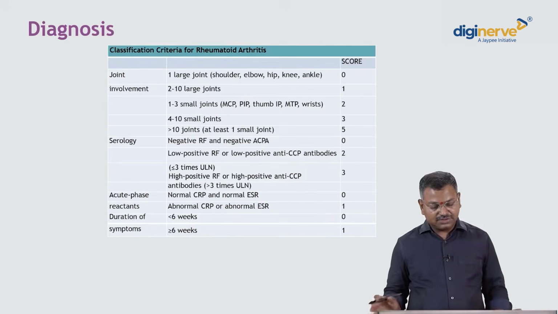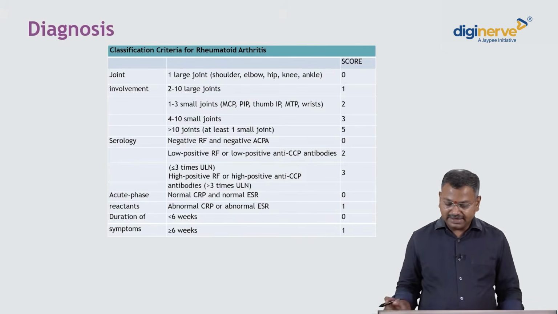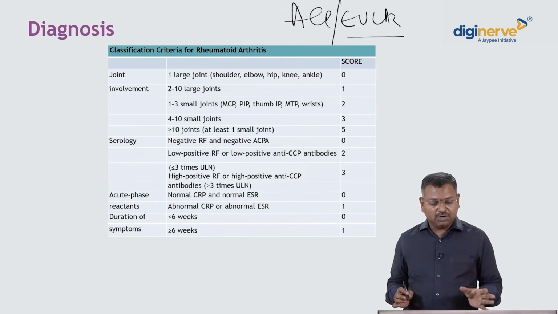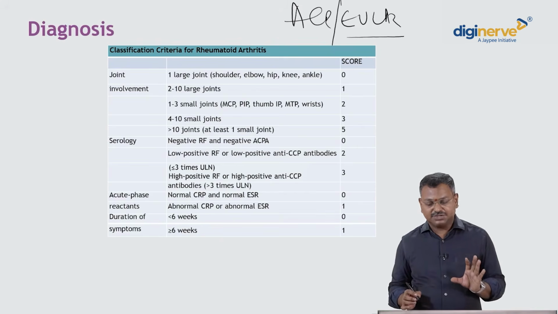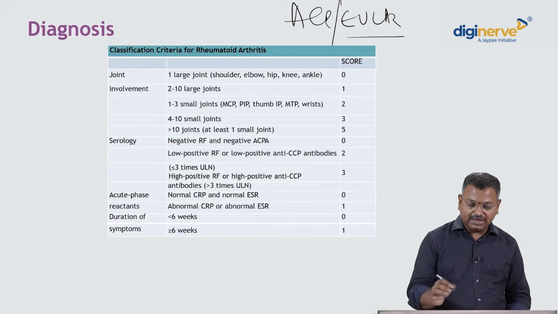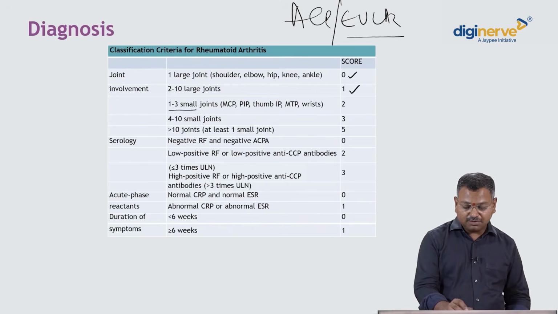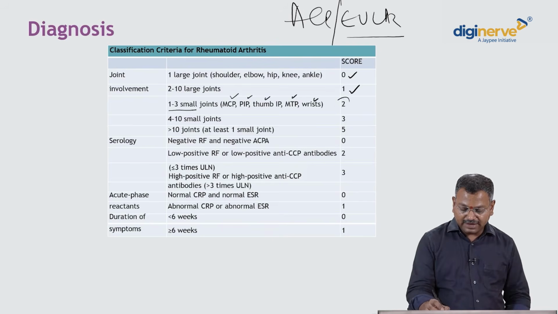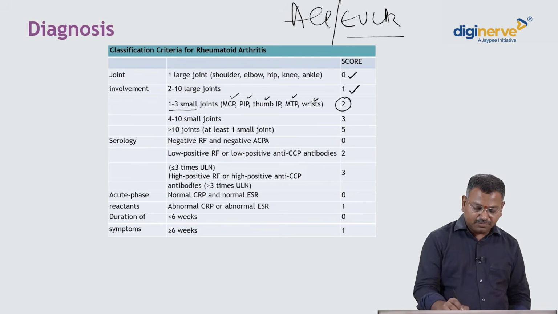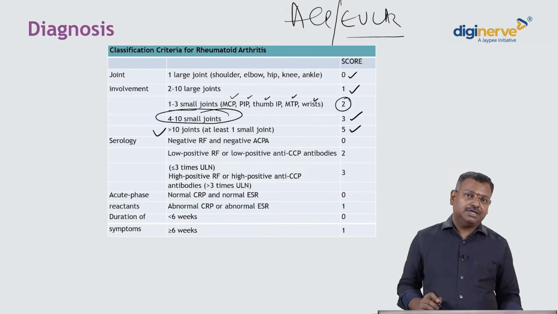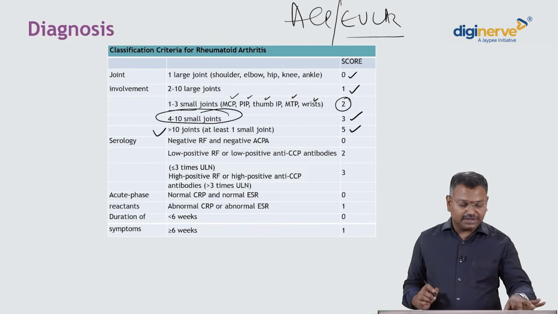Now coming on to the diagnosis, you have the ACR-EULAR criteria given by the American College of Rheumatology and the European League Against Rheumatism: joint involvement, serology, acute phase reactants, and duration of symptoms. For joint involvement, one large joint scores 0, and 2 to 10 large joints scores 1. But if you have 1 to 3 small joints, remember MCP, PIP, thumb, MTP and wrist are the small joints, you directly get a score of 2. More than 4 to 10 small joints scores 3. More than 10 joints, the score becomes 5. So polyarthritis will have a higher score.